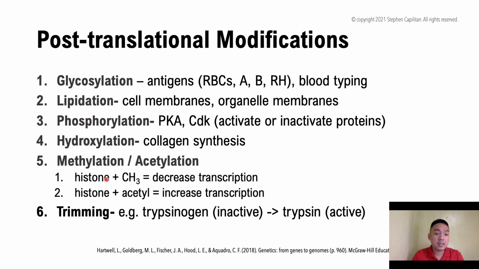Next is methylation and acetylation. For instance, if you add a methyl group to the histone, it will decrease transcription. If you add acetyl to the histone group of your DNA, it will increase transcription. And lastly, trimming, for going from an inactive to an active form. For example, trypsinogen is the inactive form and will become trypsin, the active form of these digestive enzymes.